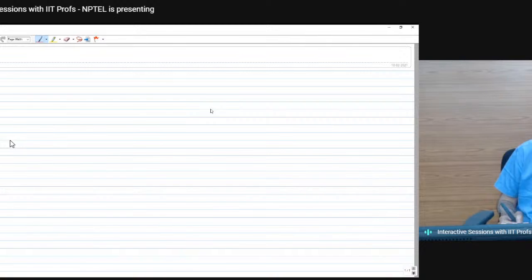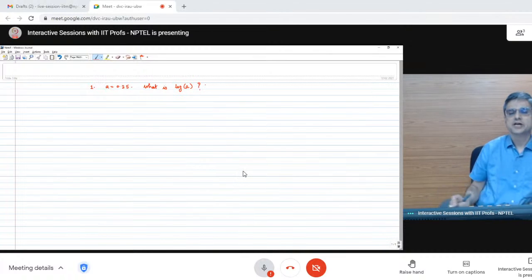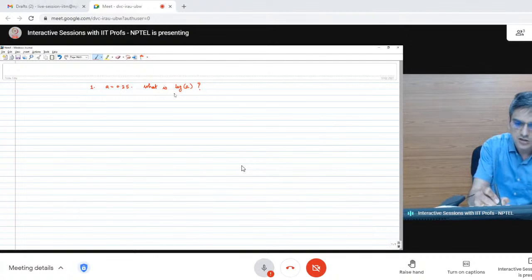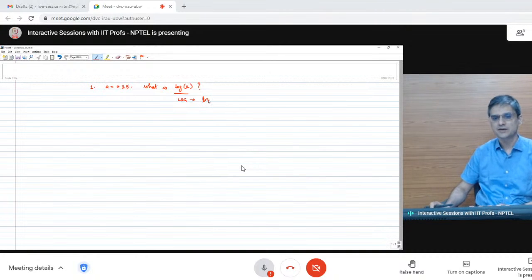But there would be some questions like this. One question could be, let's say, if a equals 0.25, what is log a? This answer you will have to give. This becomes an interesting question from the MATLAB viewpoint, because the command log in MATLAB is a natural logarithm. It computes ln. So you should know that MATLAB computes ln when you give the command log.